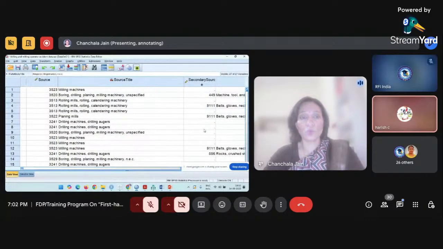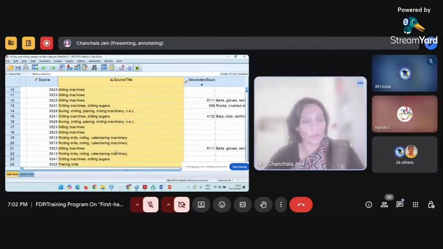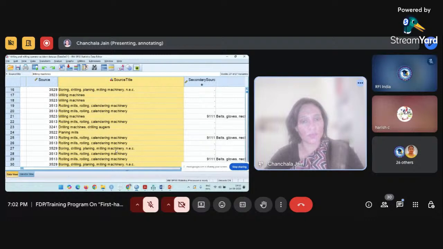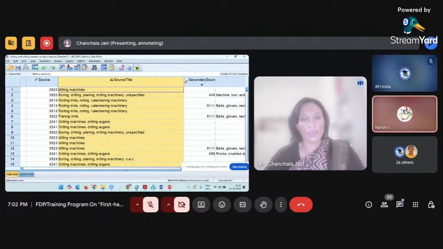But madam, again there are so many categories. How can you perform it? Have you counted how many categories are there in source title? One is milling machine, then boring, drilling, planing. Seven types, madam. Only seven types. Okay, that means source title is your one variable. Hospitalized and amputation are the second variable, and event date, four variables.